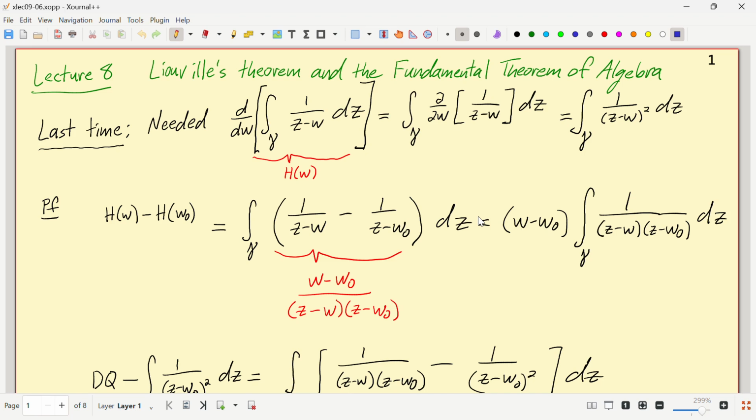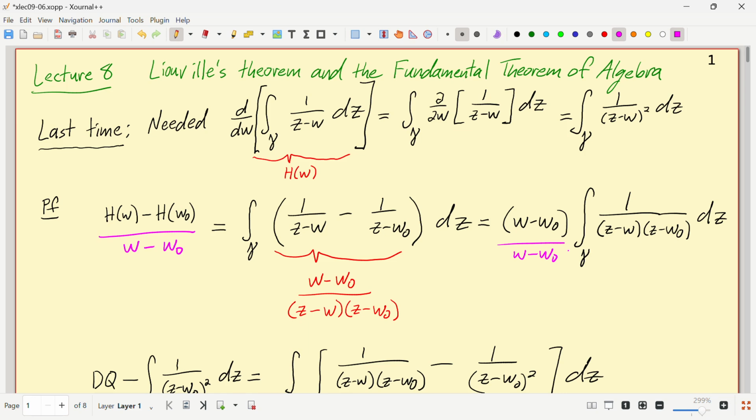And when you look at that integral, you say, aha, I need to divide that difference quotient by w minus w naught. So that would make this w minus w naught cancel out. And so the difference quotient, you expect, as w tends to w naught, is going to be 1 over z minus w naught squared. Okay, that's what we expect it to be.